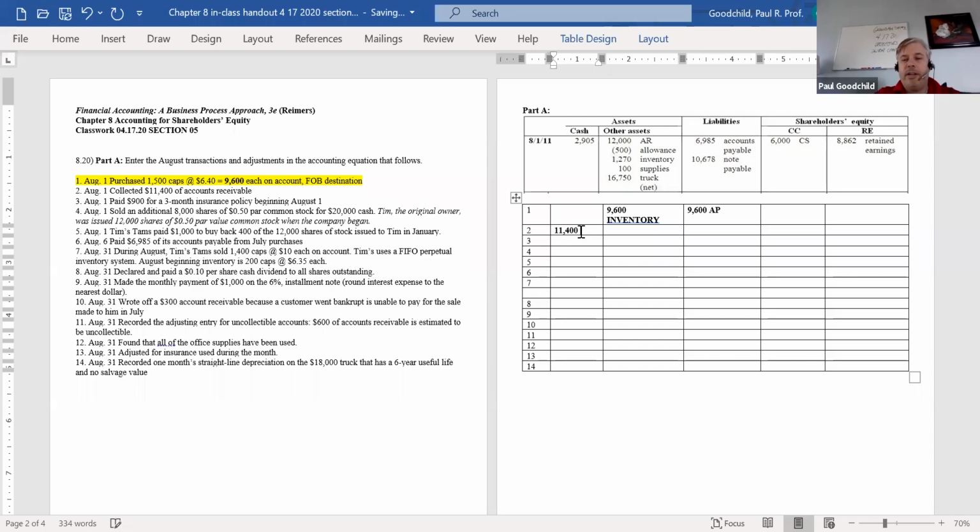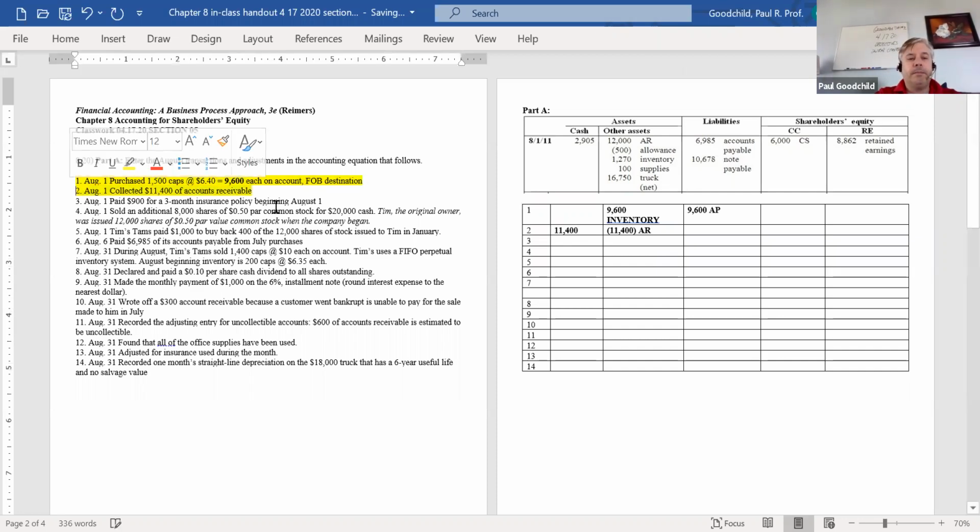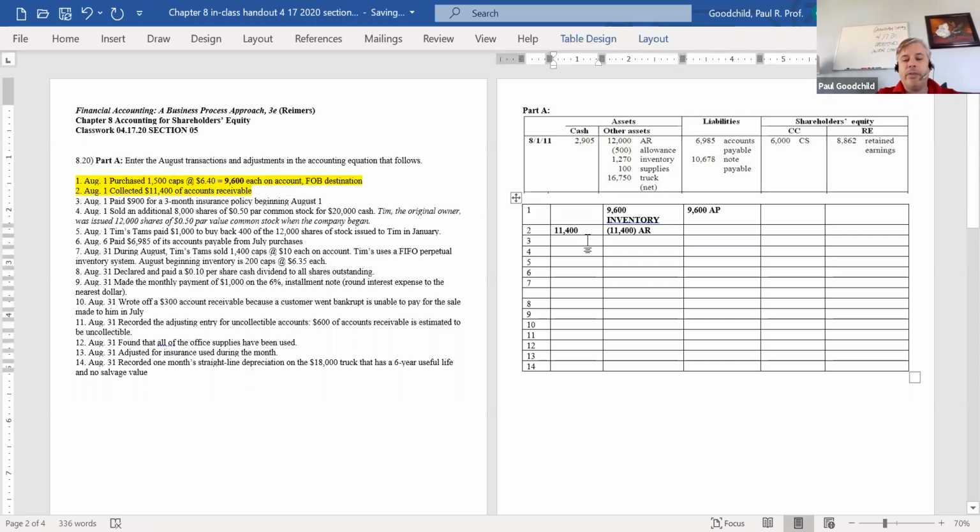All right. And that's in our cash account. And it's going to reduce our accounts receivable by 11,400. So we got that one. Paid $900 for a 3-month insurance policy beginning August 1st. So we have $900 going out of cash and $900 in prepaid insurance.